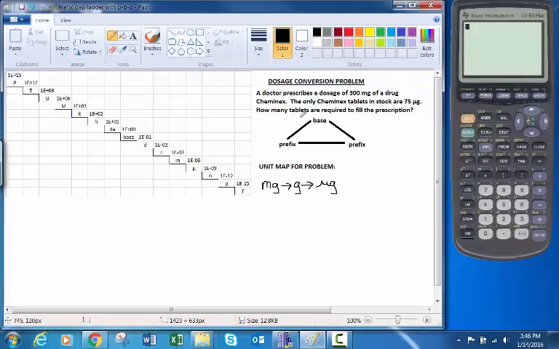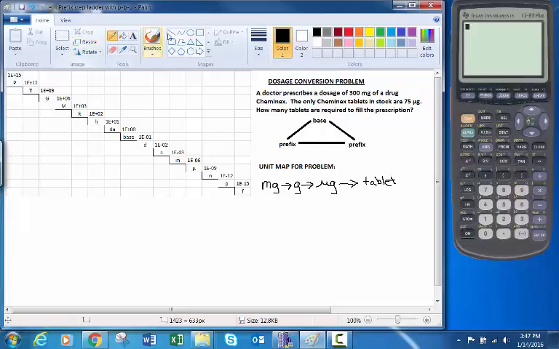Ultimately, we're trying to figure out the number of tablets that we need, and in our problem, there is a hidden conversion unit, and that conversion unit is that there are 75 micrograms for every 1 tablet. So there is a relationship between micrograms and tablets. So that will be our last unit conversion.